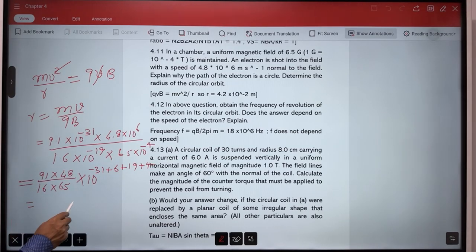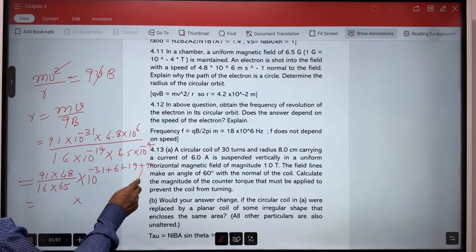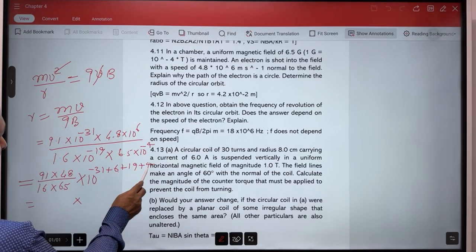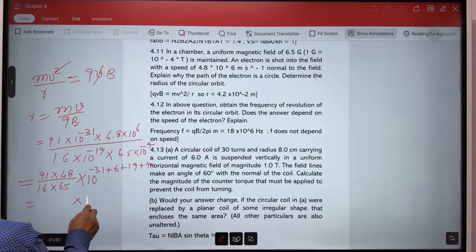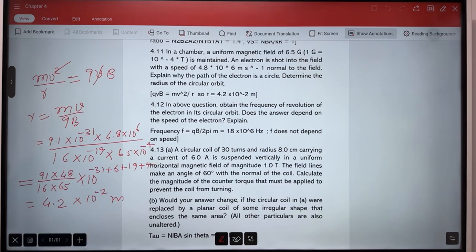Let's simplify. First let me calculate this. So 10 power minus 2. If you evaluate this, it will come out to be 4.2. So you have got the value of the radius in this case.